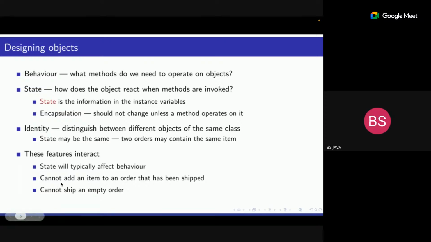Now, you cannot add an item to an order that has been shipped. This is a logical thing that we should implement, right? Once the item has gone to shipping, then you can't add it to the order. That is something you have to consider. Then, you cannot ship an empty order. Yeah, that doesn't make sense. So these things you have to consider when designing objects. Is that fine? Yes, ma'am. Fine.